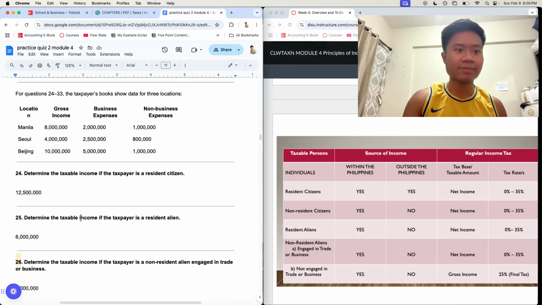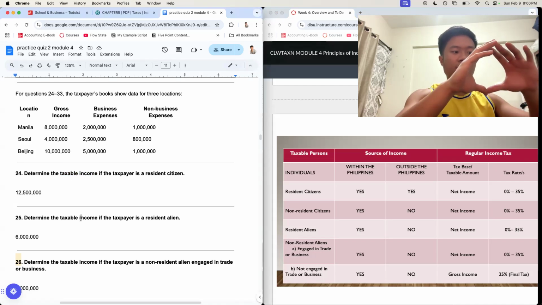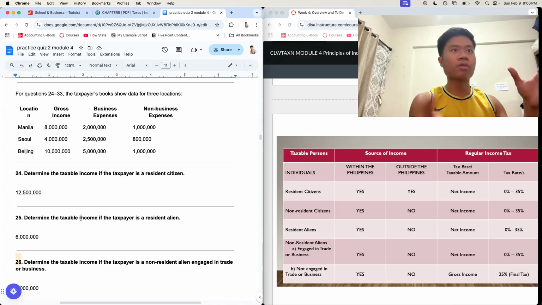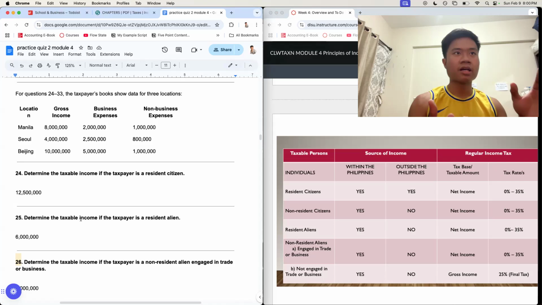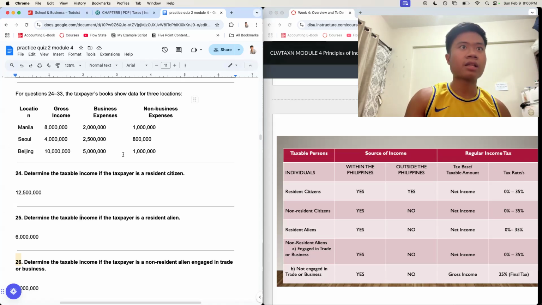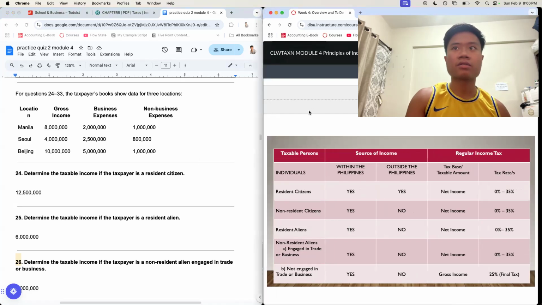The difference is taxable income is how much income the total first before we tax it. Income tax is after we tax it. How much do we tax? So it's asking for taxable income. And to get that, we just have to see this first. So it says resident citizen, right?